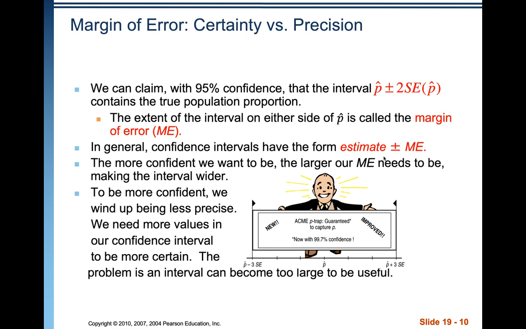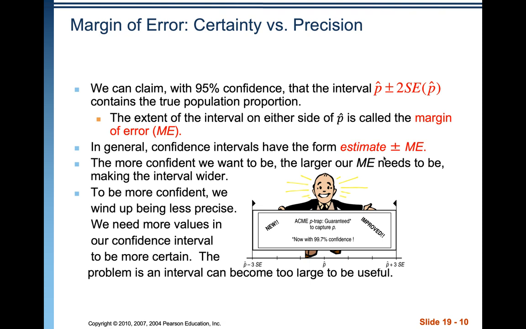We can claim with 95% confidence that the interval p hat plus or minus 2 times the standard error of p hat contains the true population proportion. The extent of the interval on either side of p hat is called the margin of error and is abbreviated ME. In general, confidence intervals have the form estimate plus or minus the margin of error.